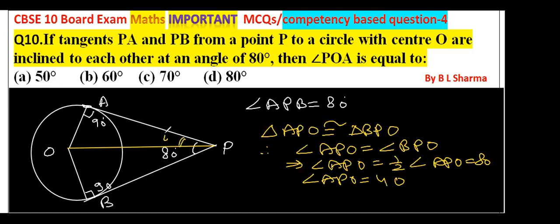So this angle is 40 degrees, this angle is 90 degrees. So, by angle sum property, angle POA will be 50 degrees. See, the sum of these three angles, 90 plus 50 plus 40, is 180. This angle is 90 degrees, this angle is 40 degrees, so this angle will be 50 degrees. Therefore A is the correct option, because we have to find out angle POA. That's all for this question.